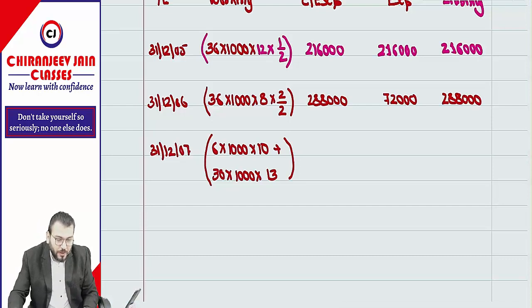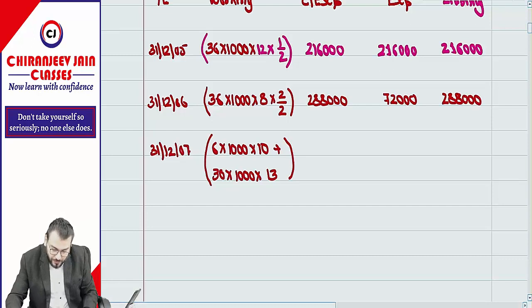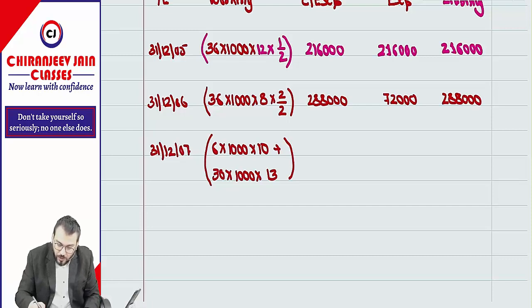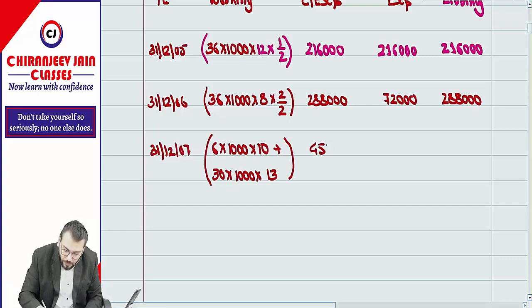So this become how much? It is, I think, 4,50,000. Correct now. Check it. It is 30 into 1000 into 13, 3,90,000, plus 60,000. That is 4,50,000. So it is 4,50,000. Correct.